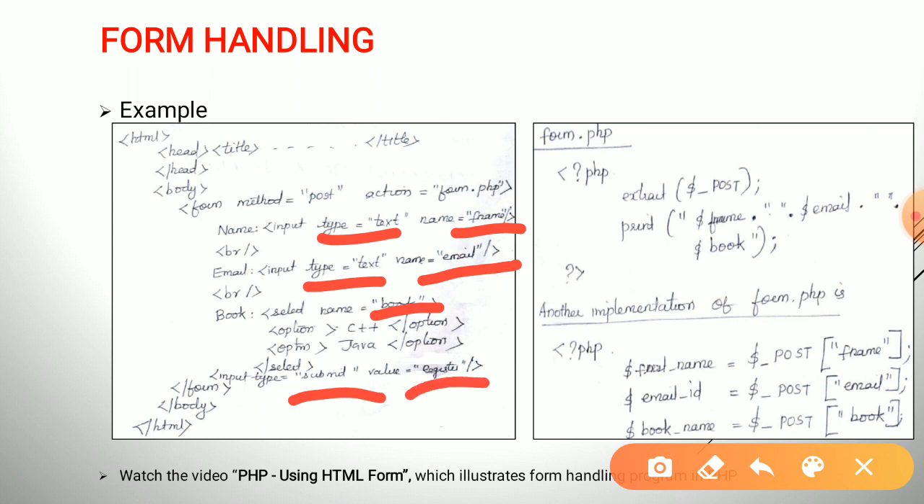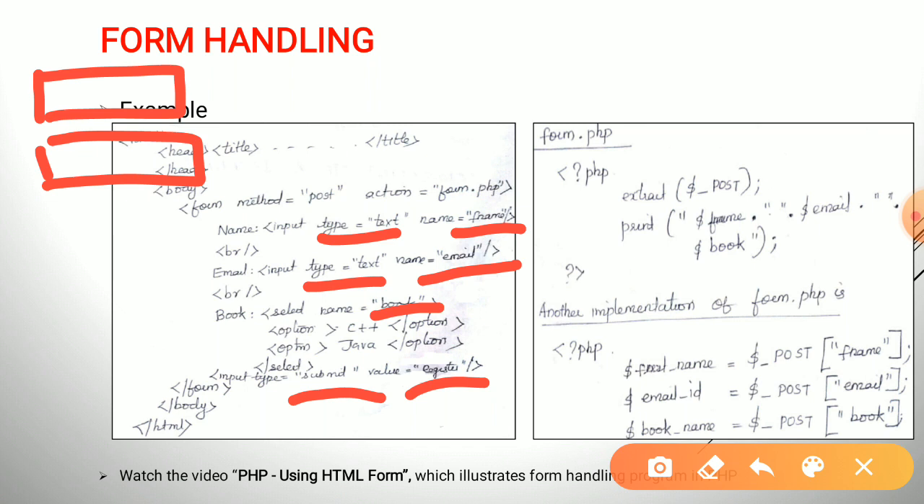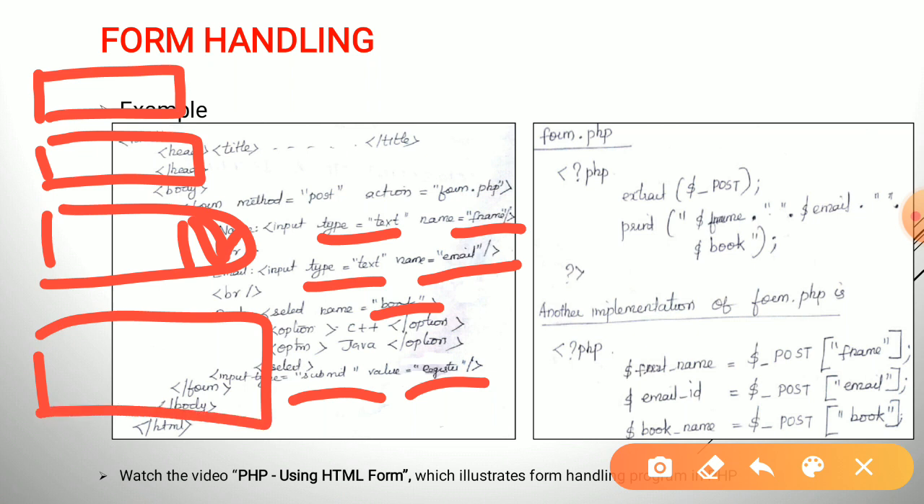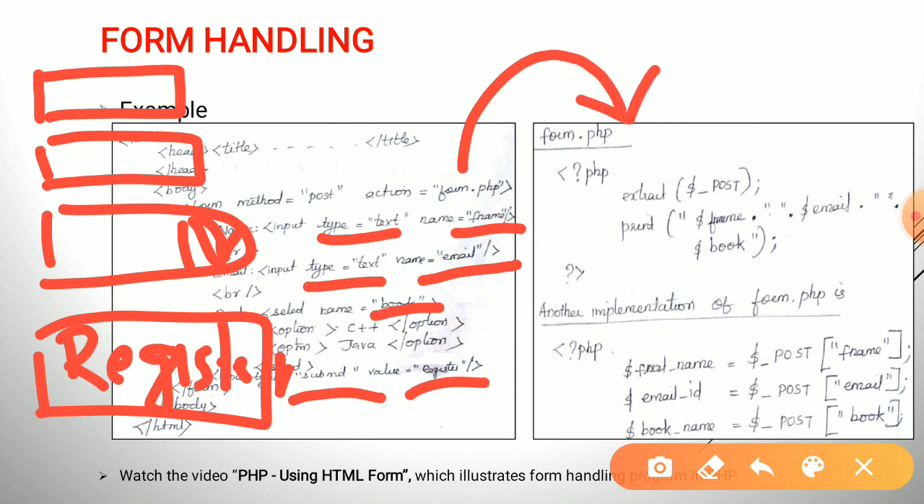So it will display a form that contains two text box, then a drop down menu and a submit button with value register. Okay, so when we click this register button or submit button, this form.php gets executed.